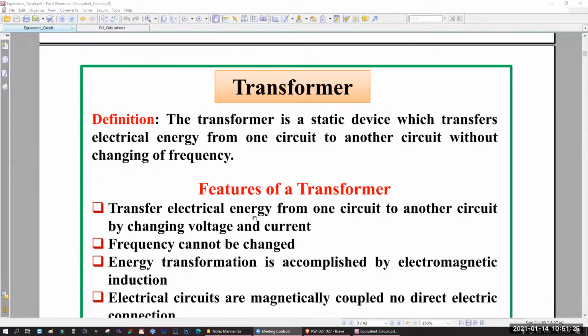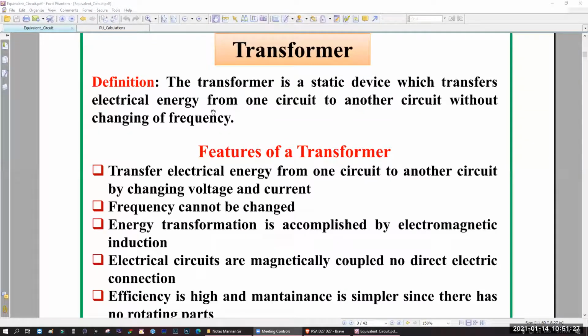Okay, sir. Now the transformer. The definition of the transformer is a static device which transforms electrical energy from one circuit to another circuit without changing the frequency. That means this is a magnetic device. Magnetically, this will transform energy from one circuit to another circuit without changing the frequency and without reducing or increasing the power. Okay? Understood? You already know what a transformer is, right?